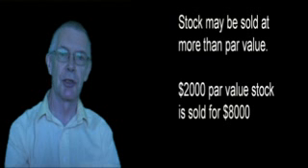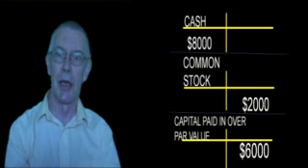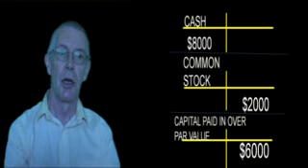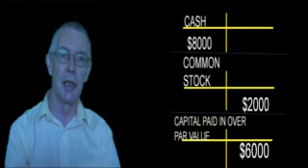It is possible that stock can be sold at more than par value. When this happens, the double entry is slightly different. The amount of cash received must still be recorded as a debit to the cash account, only the par value is recorded as sale of common stock. The amount that was received in excess of par value is recorded in a separate account.